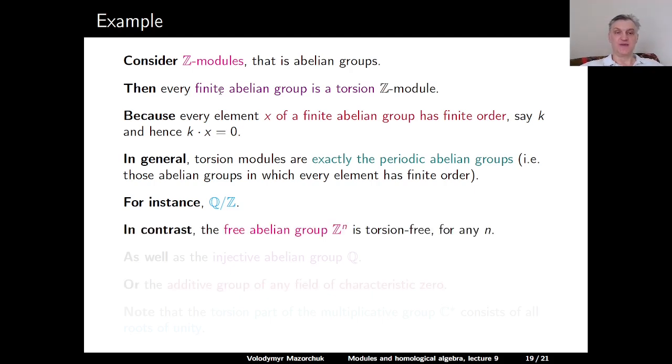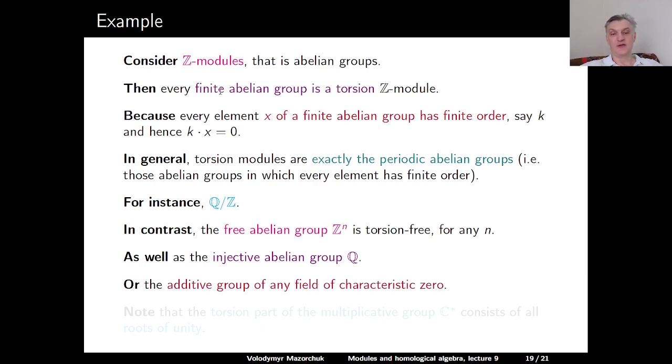In contrast to this, free abelian groups Z to the power n are torsion-free. So for each n, the free abelian group Z to the power n is torsion-free. And also the injective abelian group of all rational numbers, the additive group, is torsion-free, as is the additive group of any field of characteristic 0. Also, it's nice to know that if you consider the multiplicative group of all non-zero complex numbers, then the torsion part of this multiplicative group, so this is a periodic subgroup, consists of all roots of unity.